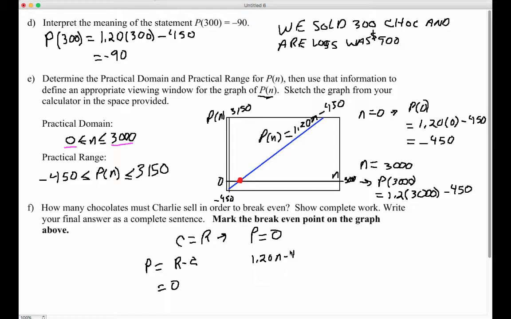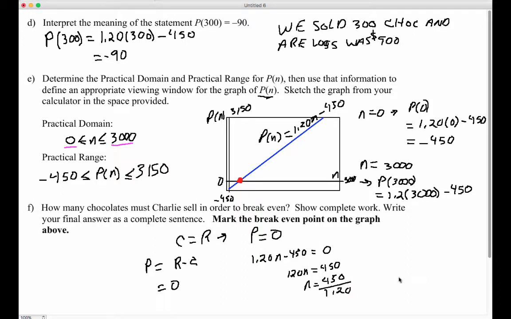All right. So let's go ahead and use that information and take our profit function, which is 1.20n minus 450, and let's set that equal to 0 so we can figure out exactly what our break-even point is. In other words, how many chocolates do I need to sell so I don't lose any money, but I don't make any money? So that's 1.20n is equal to 450, or n is equal to 450 divided by 1.20, okay, or 1.2.